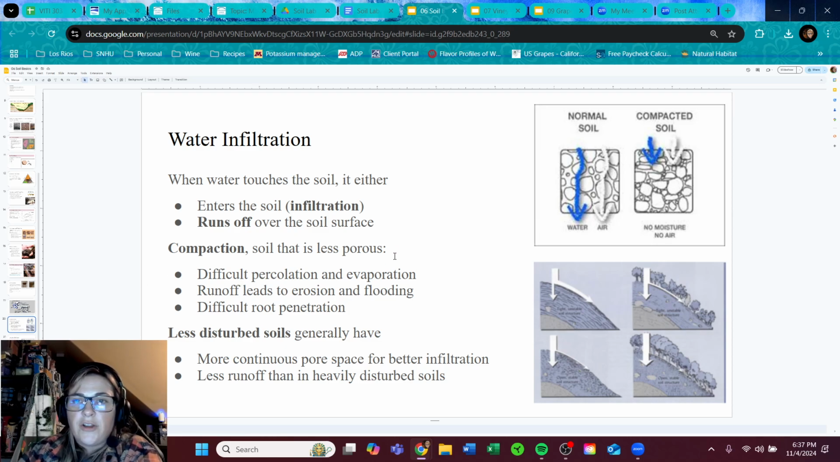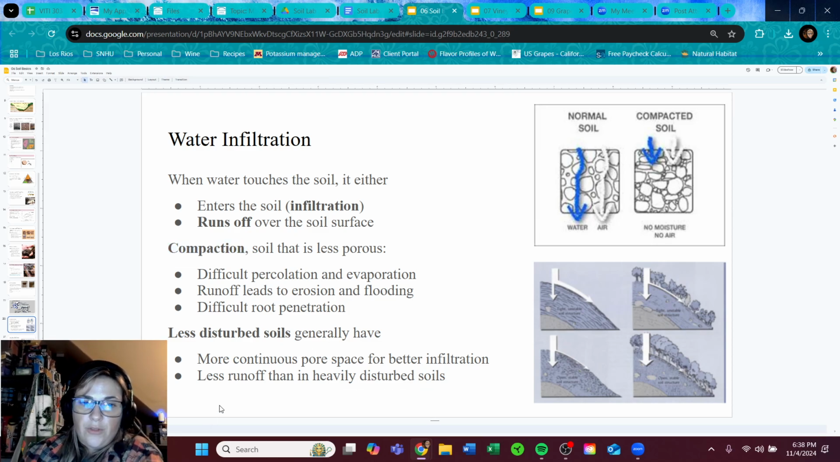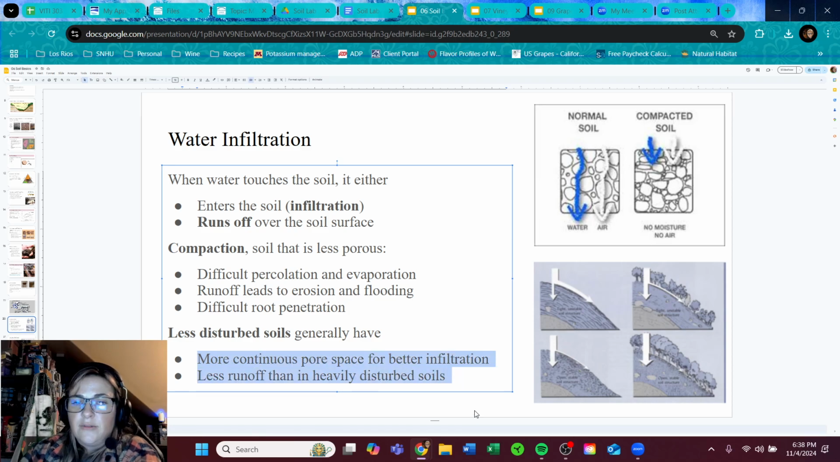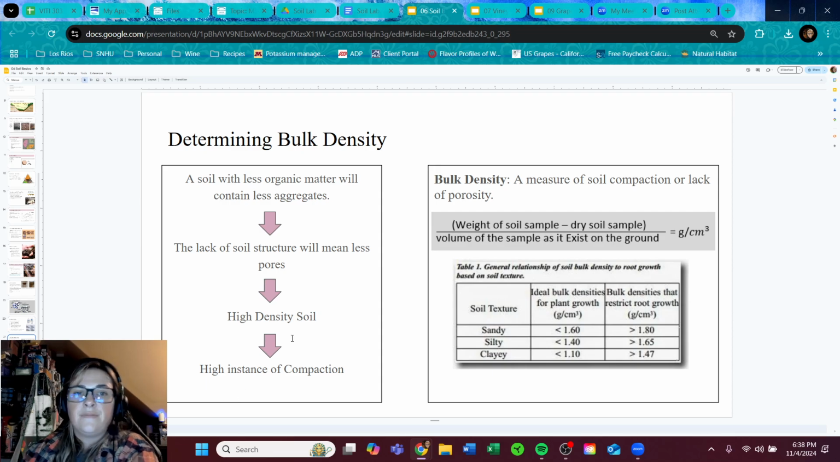Okay, then we have water infiltration. This is the ability for water to move through soil, right? We care about this because if it has a hard time going through the soil, that's a sign of compaction. It's less porous, so it's difficult for the water to get through. Less disturbed soils will have better infiltration rates. If I ask you a question on the exam about water infiltration, I would want you to bring up that it's important because it can help you determine compaction or not. So that would be important.